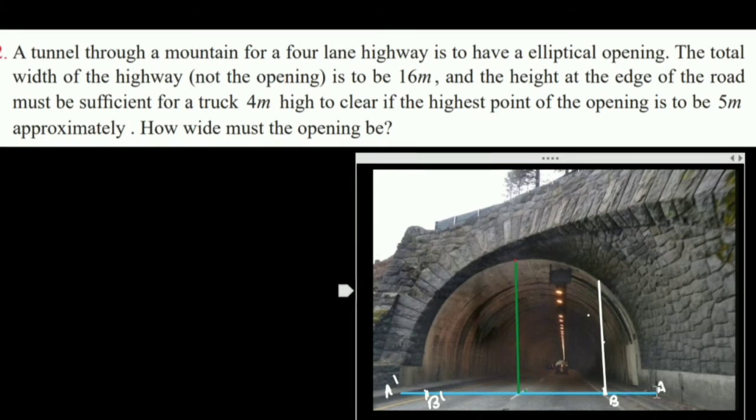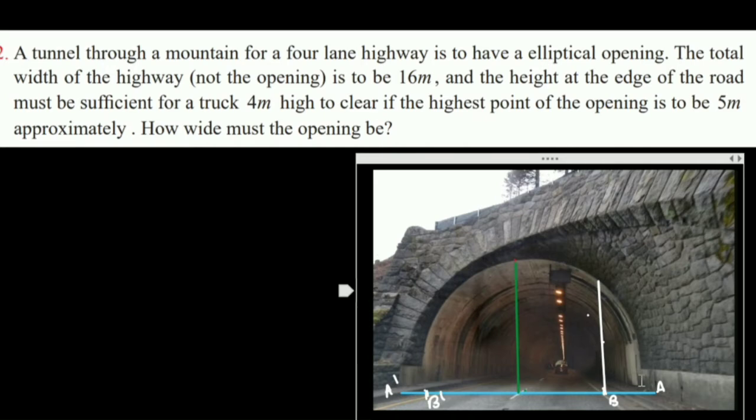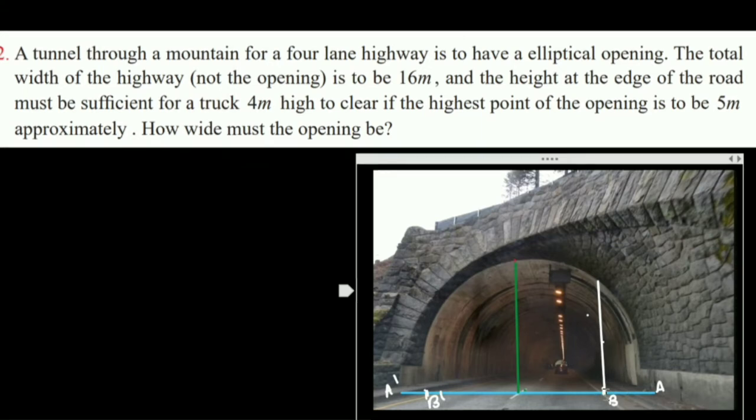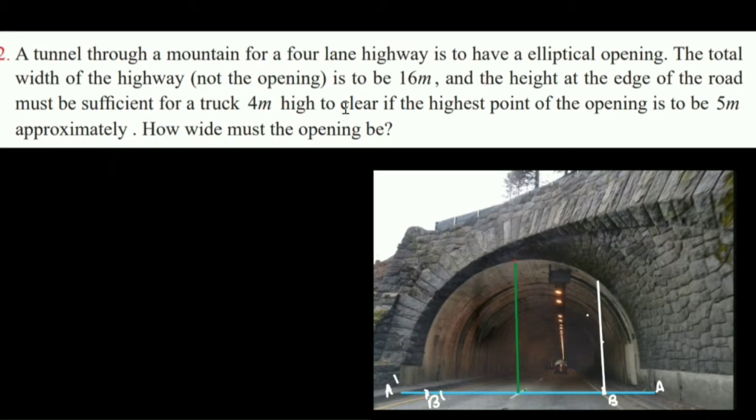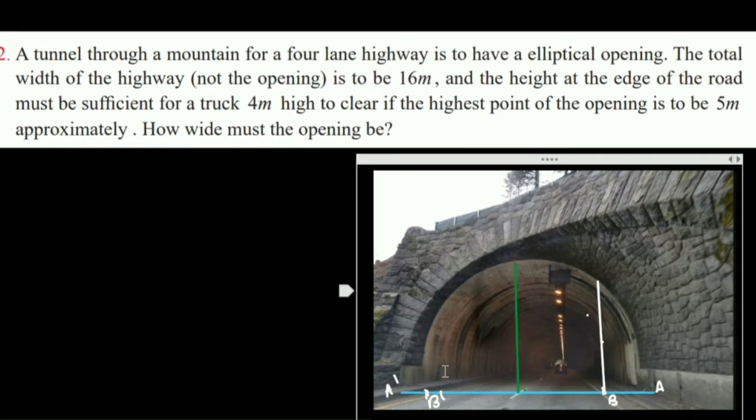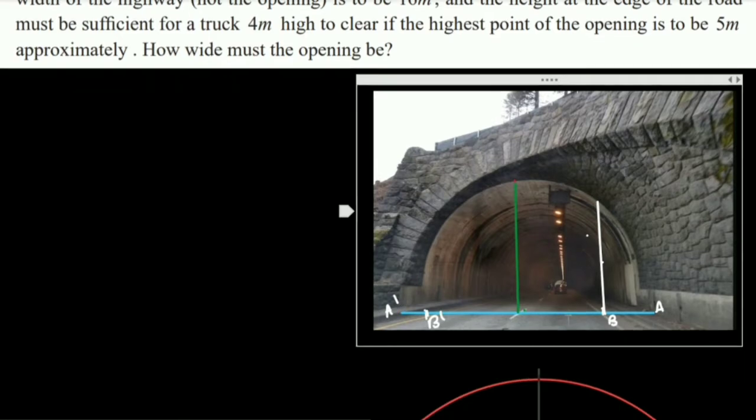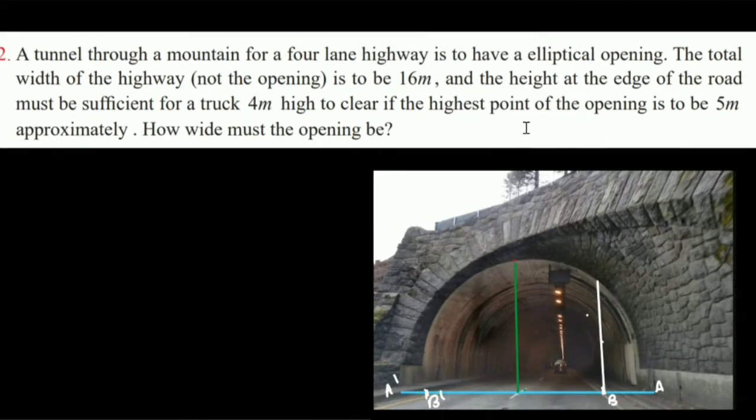So this side BA and this side B dash A dash are not used as a road, because you can see the height is very small, so you cannot have vehicles pass through this way. So the width of the highway is only B dash. It is given that B dash is equal to 16 meters.